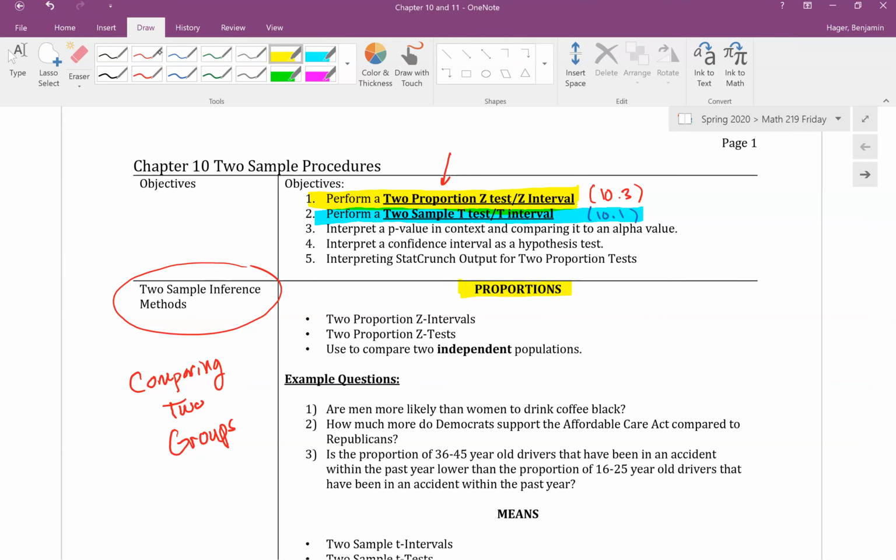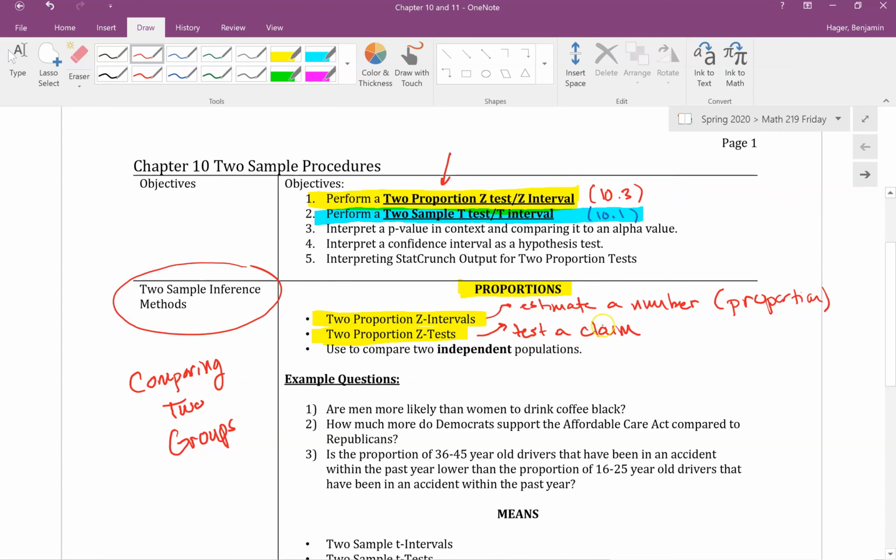Okay, so there are two things we're going to do, either a two proportion z interval or a two proportion z test, just depending on what it is you're trying to do. Remember, intervals are used to estimate a number, and in this case, the number we're looking for would be a proportion. And tests are used to test a claim.